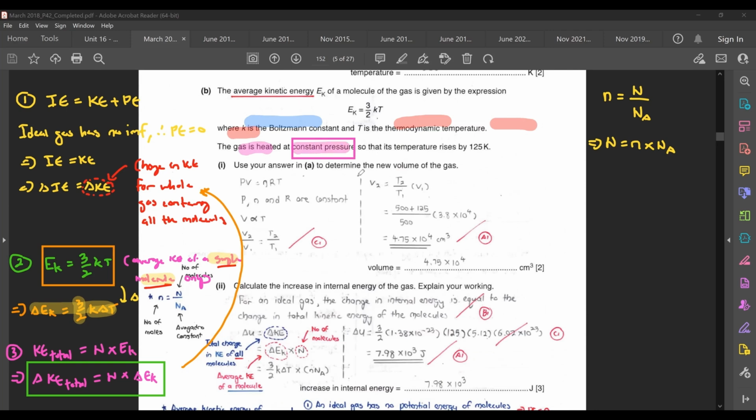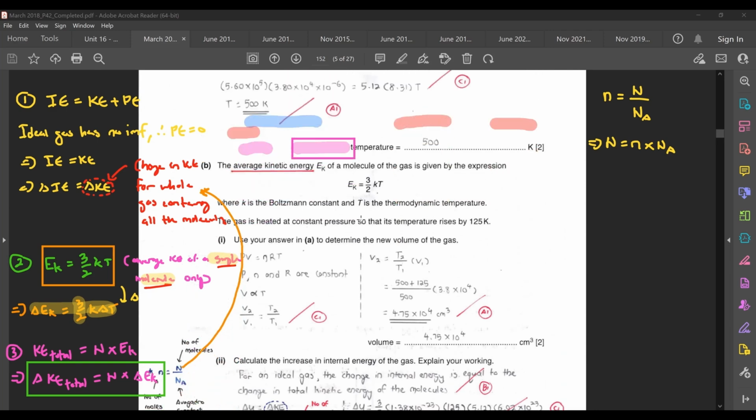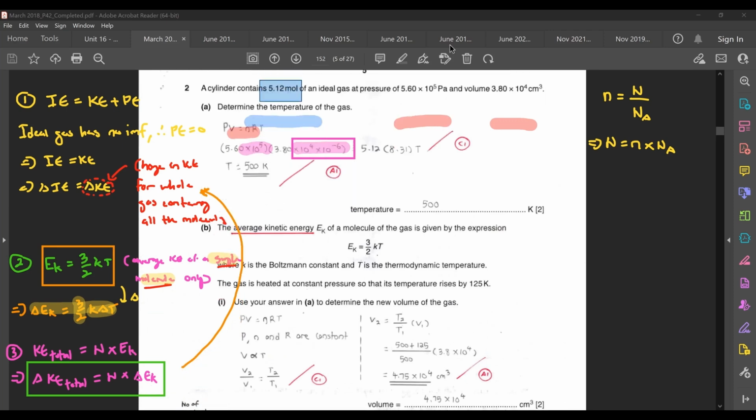Okay, your gas was heated at constant pressure, and there's also a change in volume associated with this. Your volume was originally 3.8 times 10 power 4 centimeter cube. And then right over here in part B, after your gas was heated at constant pressure, you were required to find the new volume, which in turn became 4.75 times 10 power 4.